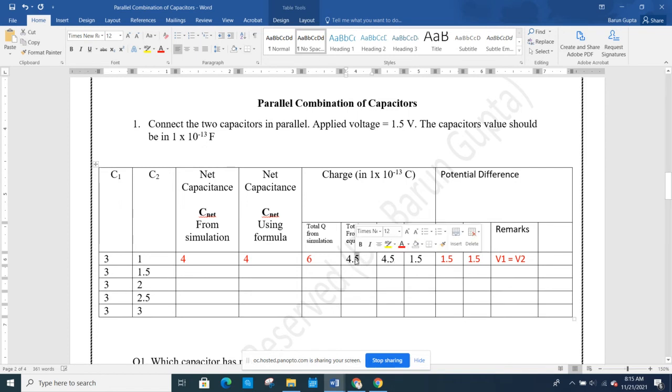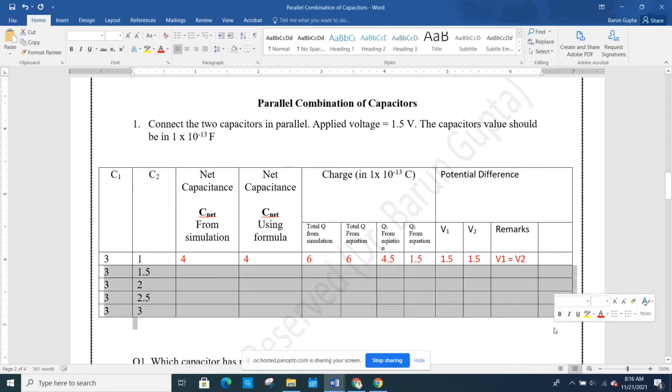The total charge from the equation has to be added together, 4.5 and 1.5, and this number is 6. You see that the total charge from simulation and the total charge from equation are exactly equal. That makes perfect sense, so our calculation is correct. Now, exactly the same way you can fill in all the other data.